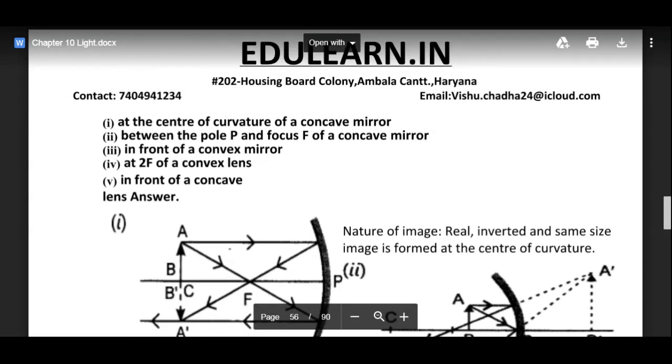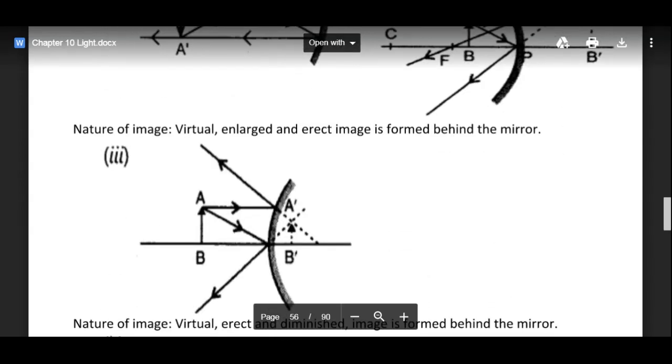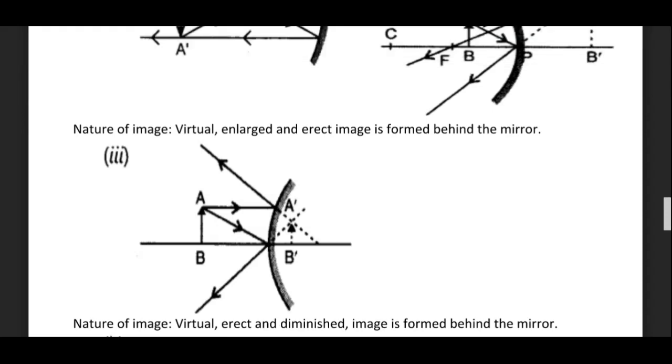So the third case was in front of a convex mirror. तो front मतलब हम कहीं भी रख सकते हैं. So one ray will go parallel to the principal axis, the other will go to the pole, and the image will form over here, right?